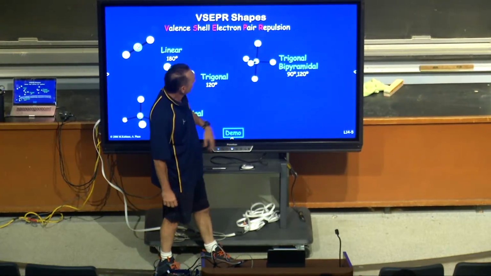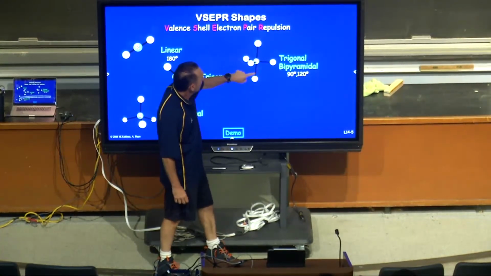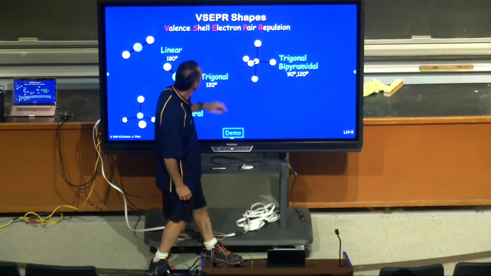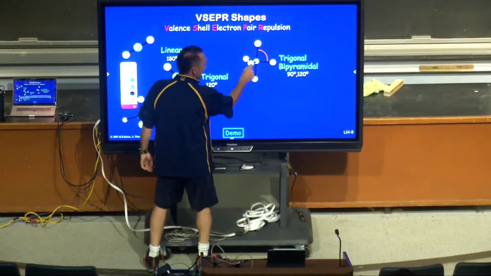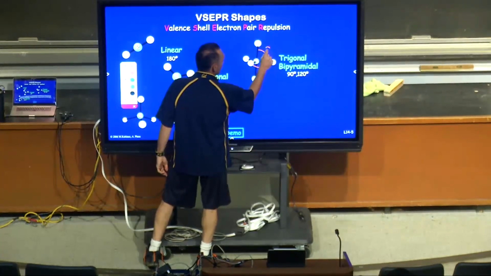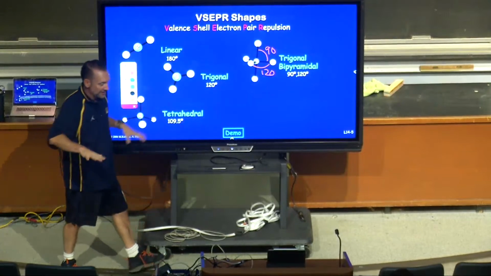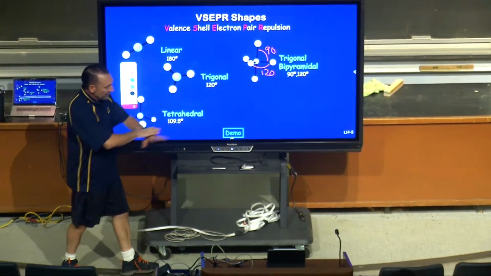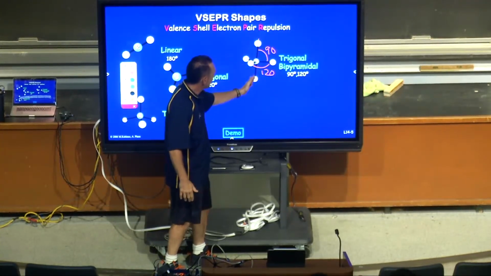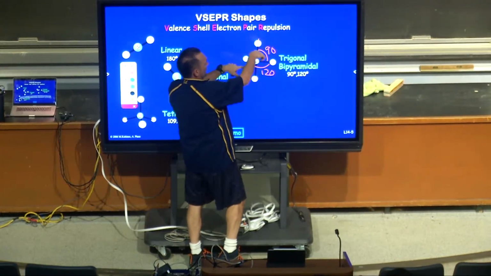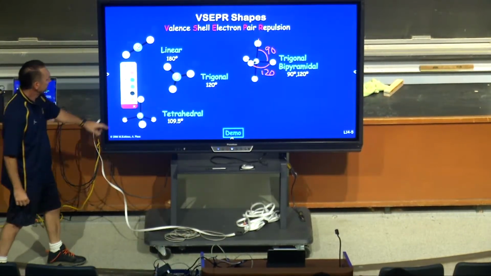Couple more we can look at. Steric number 5, you have 2 bond angles now. You have a bond angle of 90 degrees and a bond angle of 120. So you have 3 equatorial and 2 axial positions. Axial means on an axis, and then equatorial around this equator region.